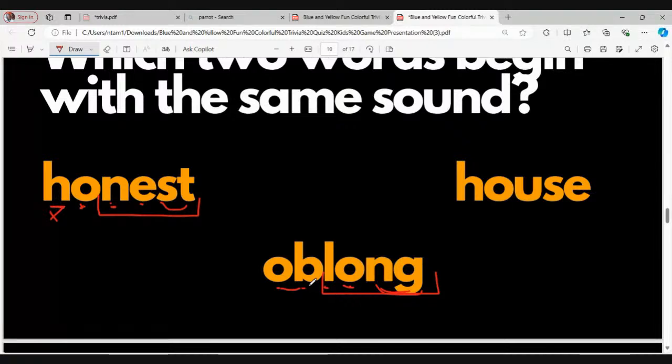So the sides that are close to each other that are unequal, those are the ones that you would consider when you're looking for a shape that is oblong.